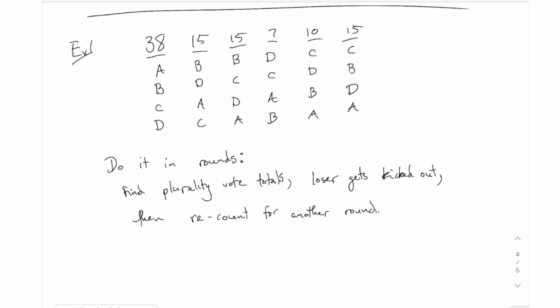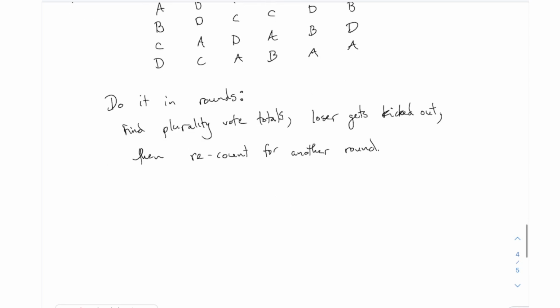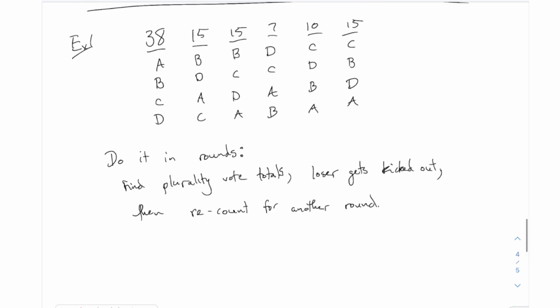All right. I don't know if this is confusing. We're going to do the example. You'll see it works out pretty nicely. You can go all the way until there's only 2 left. Sometimes it's possible to stop earlier: if any candidate is first on a majority of ballots, then we stop and they win.